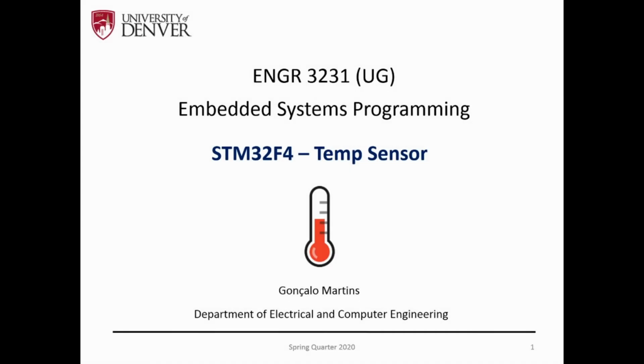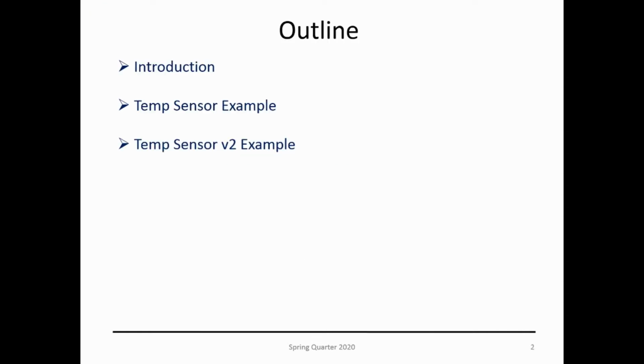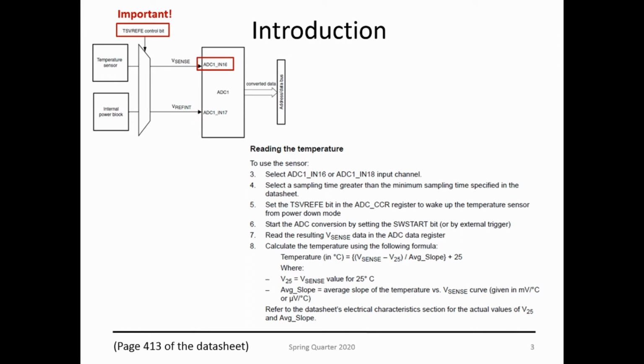Let's go over the temperature sensor that is included on the STM32F4, with a brief introduction. Here we have a block diagram from page 413 of the datasheet. It shows that the temperature sensor goes over a multiplexer and then enters the ADC on channel 16. It's very important, and easy to forget in your code, to control this bit so you can enable the temperature sensor and allow the signal to pass to the ADC.